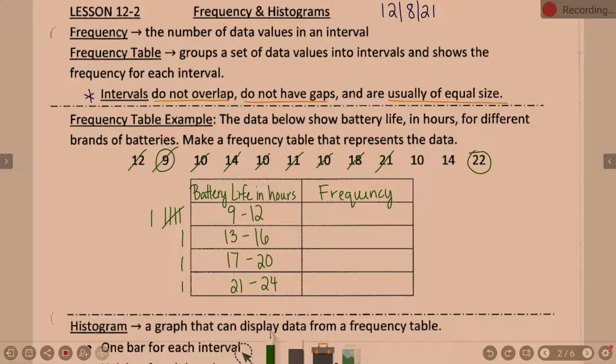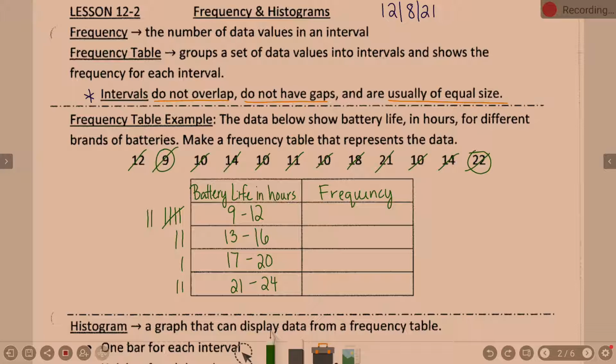21 in the bottom. 10 is back up top. 14 is in the middle, the second one, and 22 in the bottom. Okay. And there are other ways. I mean, you could have just counted them up.